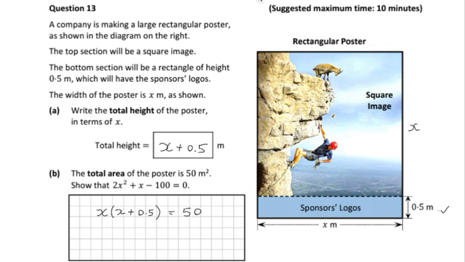Let's do the algebra for this and manipulate it so we get this equation. So multiply in by your x and we'll get x by x is x squared plus x by 0.5 is 0.5x, and we have 50. Multiply everything by 2. We have 2x squared plus 1x, or plus x, is equal to 100. Now all we need to do is bring the 100 over and change the sign. So we have 2x squared plus x minus 100, which matches the requirement in part B.